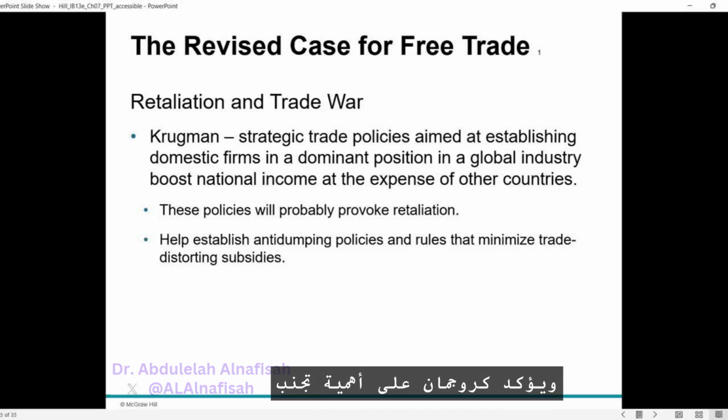Krugman emphasizes the importance of avoiding retaliatory actions and instead advocates for establishing international rules that limit trade-distorting subsidies. The World Trade Organization, WTO, plays a key role in enforcing such rules, helping prevent trade wars and maintaining fair competition.